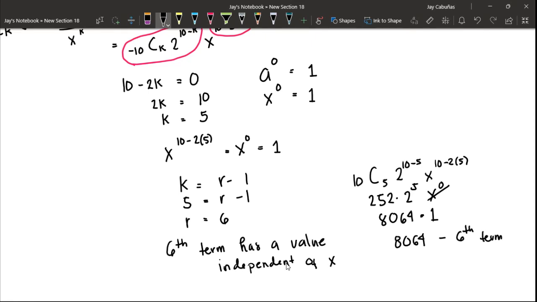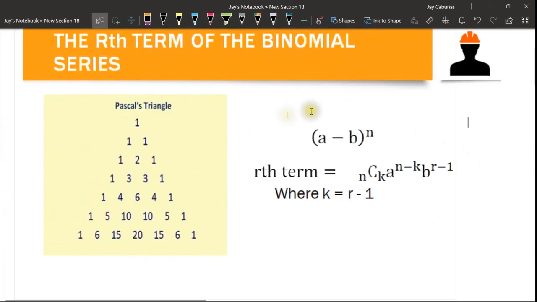But again, since the problem asks only for the r-th term, our answer should be the 6th term for this problem. Okay, and that ends our discussion about the binomial series. So again, this has been included in the October 2022 board examination for teachers. I hope, guys, that you will try to solve more problems about this topic. So again, you can use this formula directly, instead of trying to expand the binomial series manually, and that will save you time.